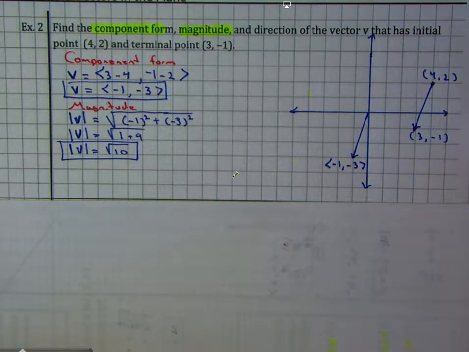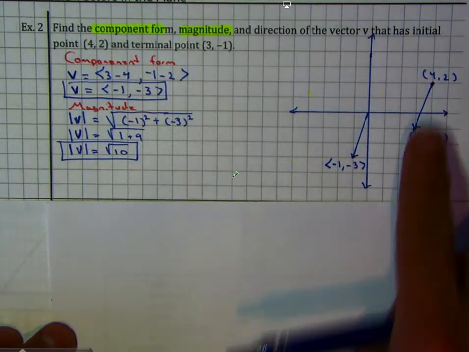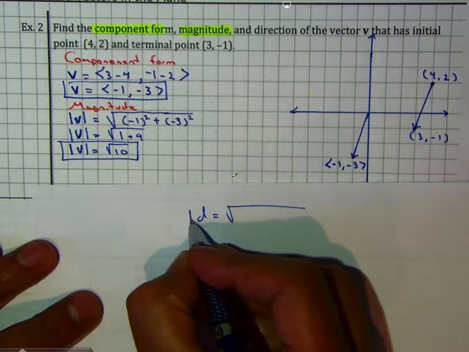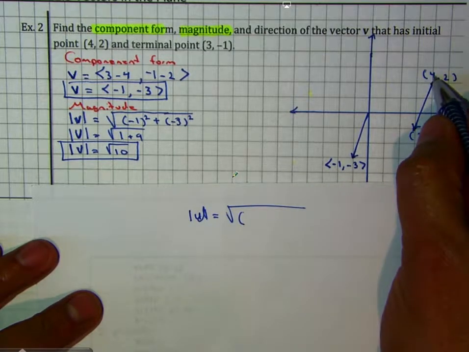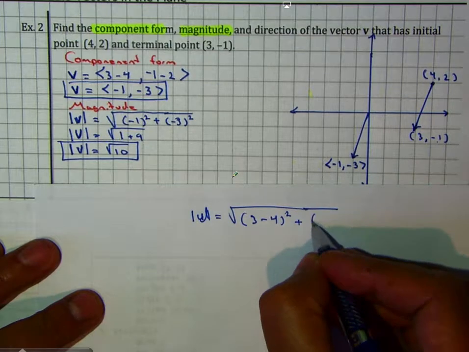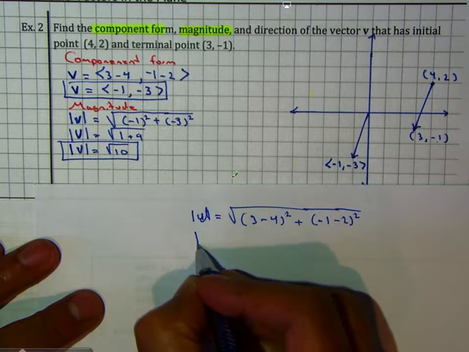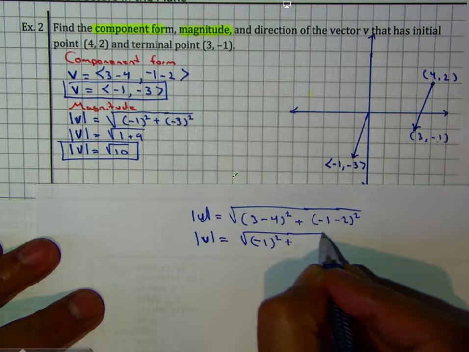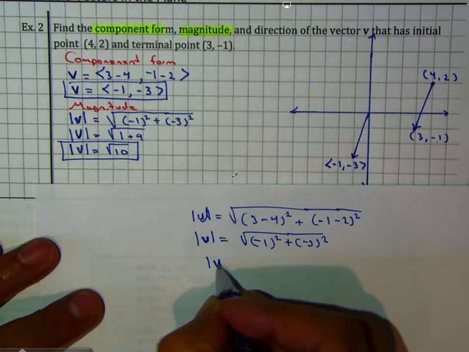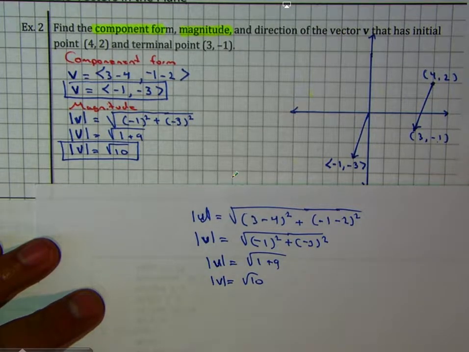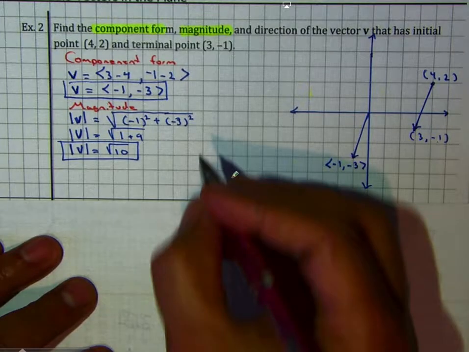Now remember that if you want to take your magnitude from the original information I provided, you can just take the distance, which is the difference between the x's, 3 minus 4 squared, plus the difference of the y's squared, negative 1 minus 2 squared. So your magnitude will be the square root of negative 1 squared plus negative 3 squared, which is 1 plus 9. So your magnitude is still the square root of 10. But since we have it in component form, we can just take the magnitude from that.